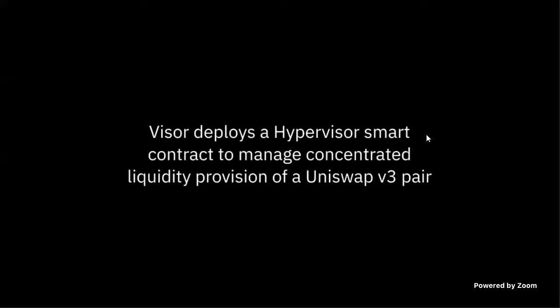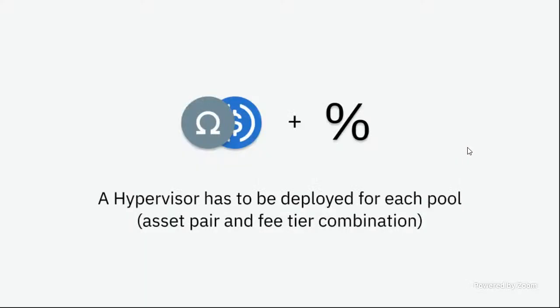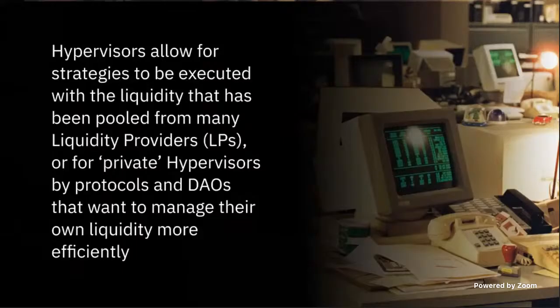We deploy these hypervisors to manage the concentrated liquidity provision of a Uniswap V3 pair, and a hypervisor has to be deployed for each pool. Basically, a pool is an asset pair and a fee tier combination. These allow the strategies to be executed with the liquidity for many LPs, which allows for gas saving costs, allowing for more active strategies to be deployed. And we also deploy private hypervisors for protocols and DAOs that want to manage their own liquidity more efficiently and with different objectives, perhaps.